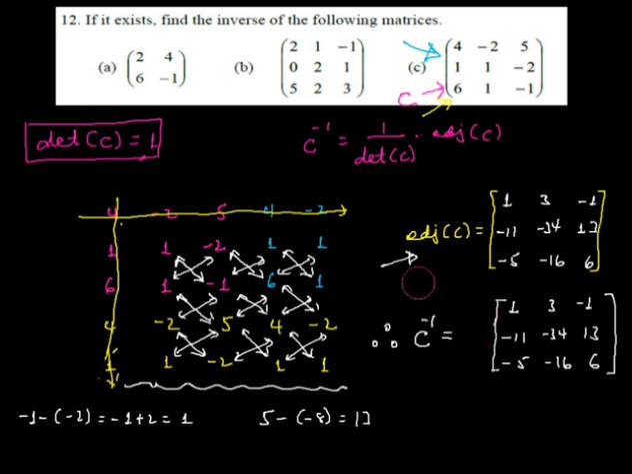To make sure whether this is the correct answer or not, you can always check that C times C inverse, the product of the matrix with its inverse, must give us an identity matrix of the same dimension. Since ours is 3 by 3, it must give an identity matrix of 3 by 3.